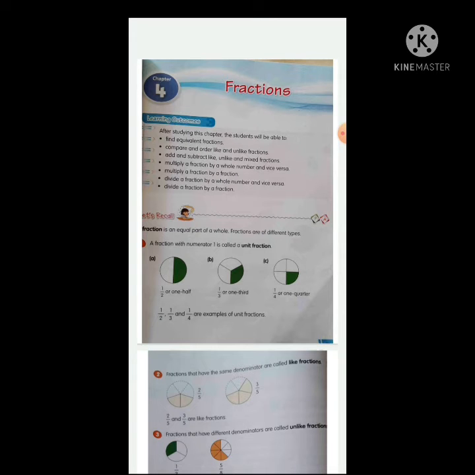These all are the types of fractions, and you have to write them. I will send them to you on the WhatsApp group. You have to write whatever I send in your notebook also. And that will be your definition of unit fraction, like fraction, unlike fraction, mixed fraction. Okay, now we will see what is a fraction.